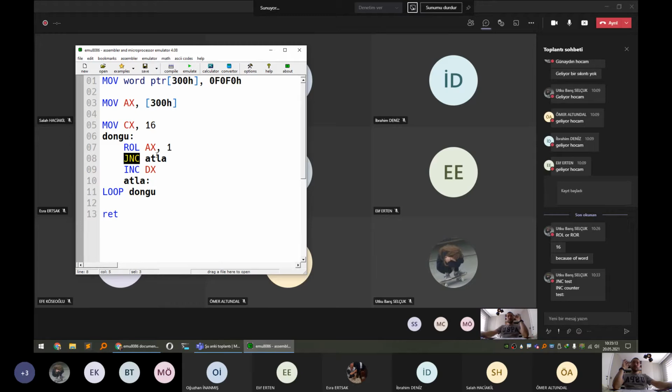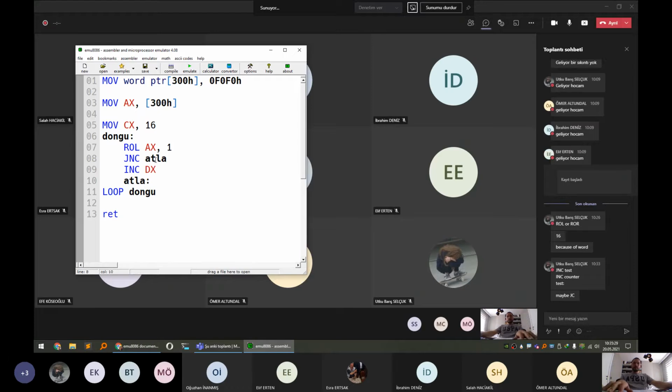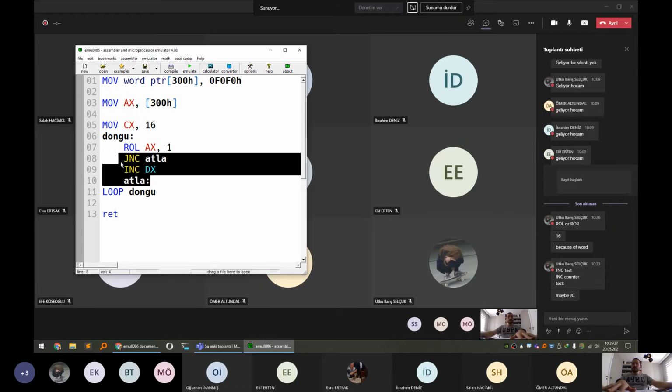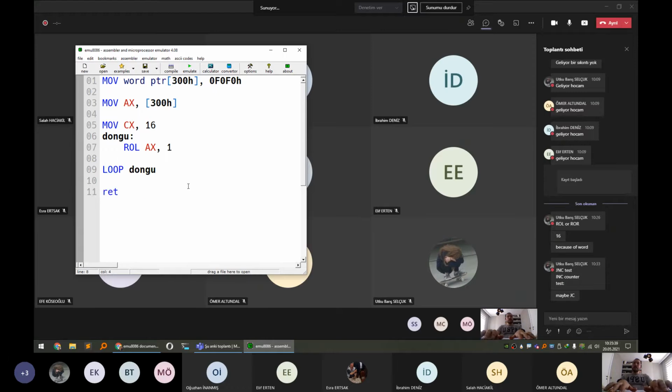We keep looking at the carry flag. If it is 1, we are increasing dx. But carry flag is also a number. We can add this number. Either it is 0 or 1, it's not important. Maybe, but that's also the same, Utku. But I'm talking about something else completely.